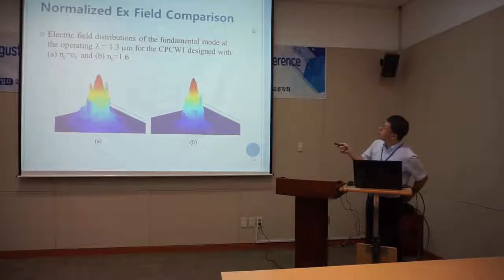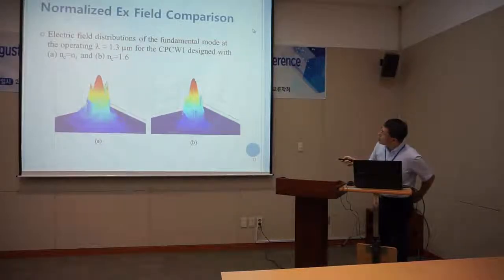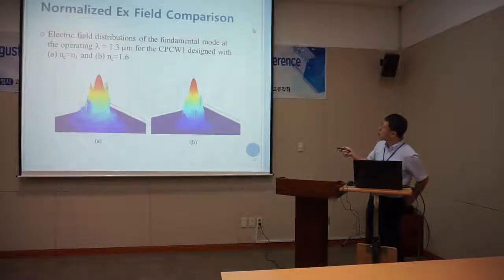The second result shows you normalized EX field comparison. Left one is for electric field distribution of the fundamental mode at operating wavelength lambda equals 1.3 micrometer for the CPCW1 designed with NC equal N1. N1 has 1.45, and the right one is for CPCW1 with NC equals 1.6. We can see the right one has the energy more confined at the core because the core has higher refractive index. Also, right one has less discontinuity compared to left one because energy power is traveling at the core.